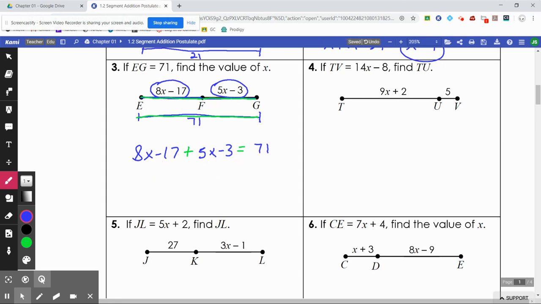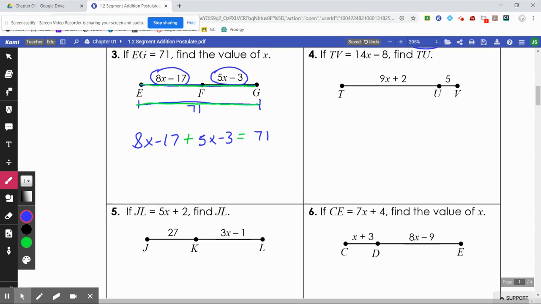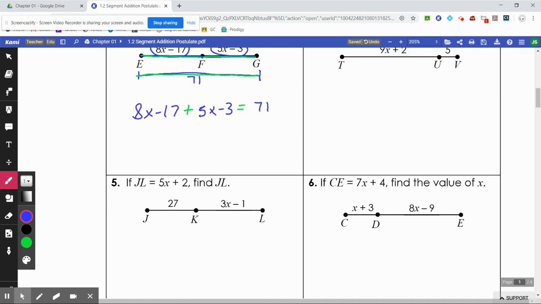Okay, this is what we're going to do. We've set up an equation. We're now going to solve this equation to figure out what x is. And once we know what x is, that opens up a lot of other things that we can do. Okay, combine like terms on the same side. On the left side, I have 8x and 5x. Let's put them together. That's a total of 13x. I also have like terms of negative 17 and negative 3. Let's put them together. That would be a negative 20. Bring down your equal sign and bring down your 71.